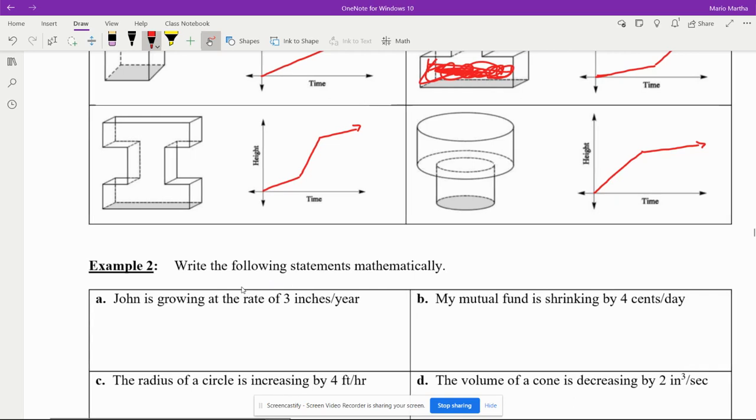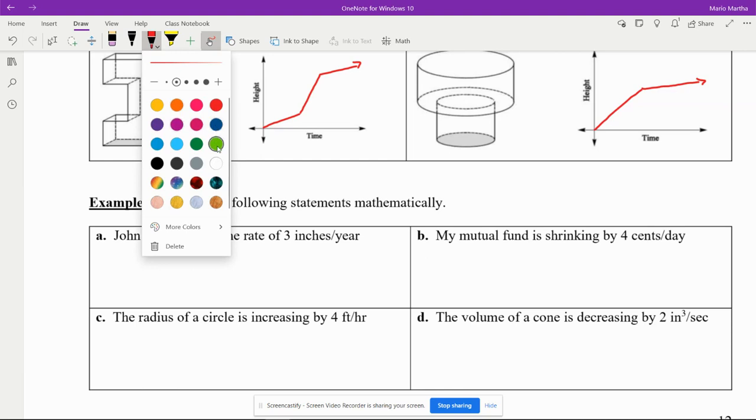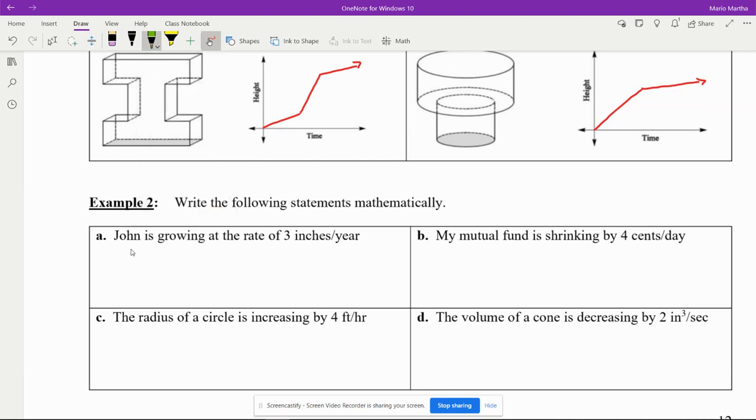Now let's look at the next thing. Example two: write the following statements mathematically. John is growing at a rate of 3 inches per year. That means he's changing. Whenever you see the word rate, that means something is changing in some way, so keep that in mind, please.